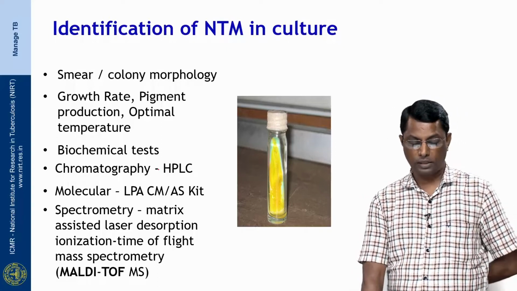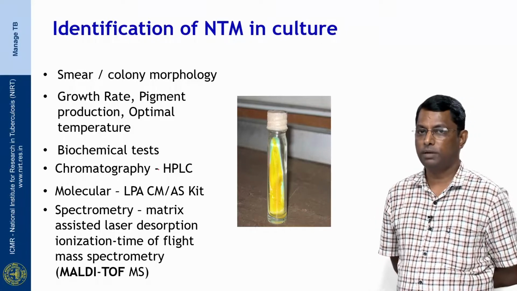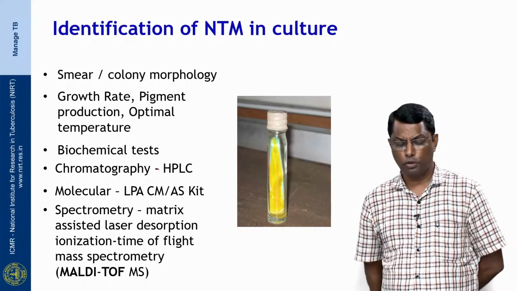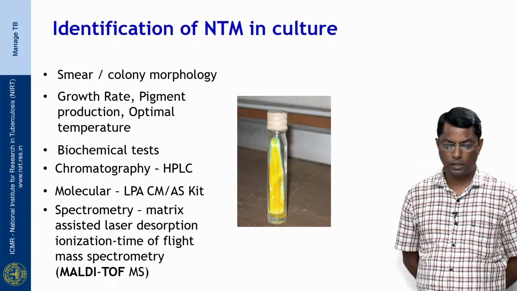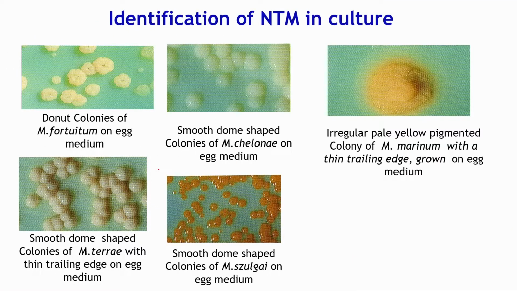There are molecular methods which are available, like line probe assay. There are commercial kits, which are CM and AS kit by Hain. This identification of non-tuberculosis Mycobacterium can also be done by MALDI-TOF, which is a spectrometry method. Now, this is identification of non-tuberculosis Mycobacterium in culture.